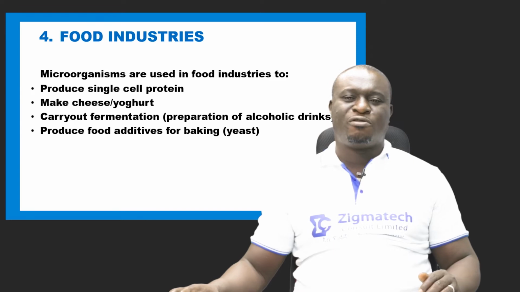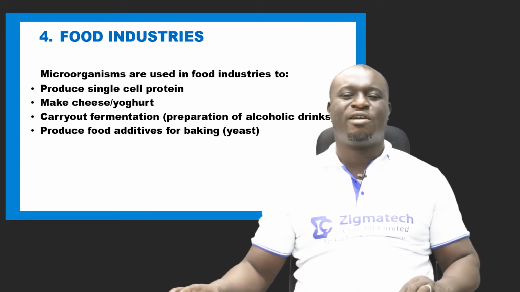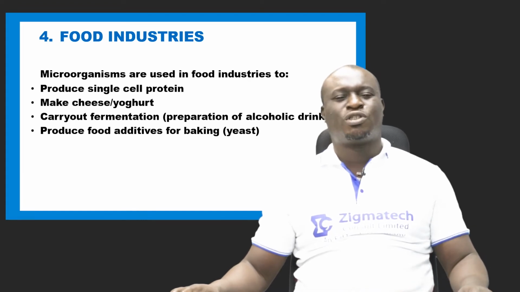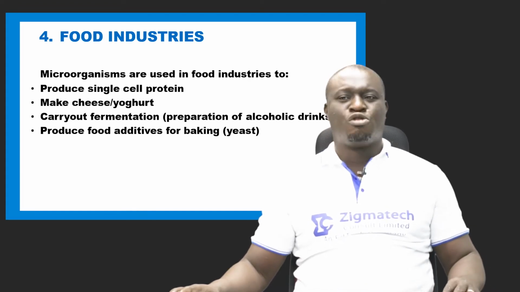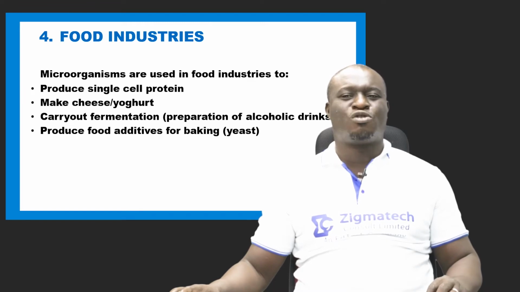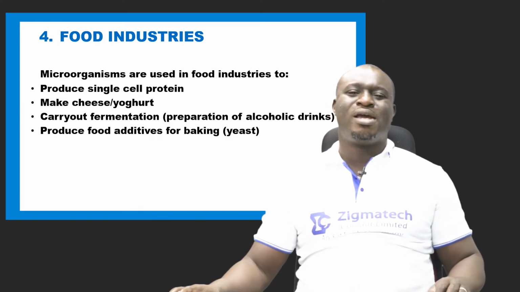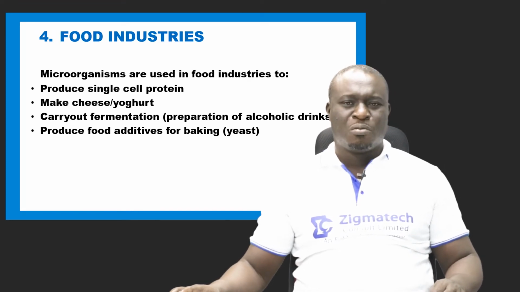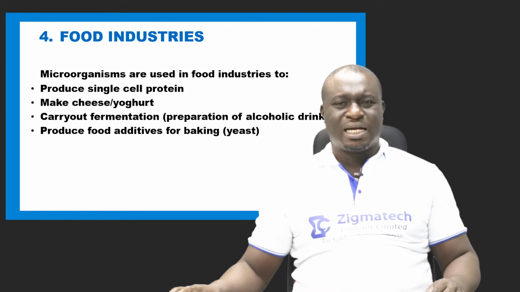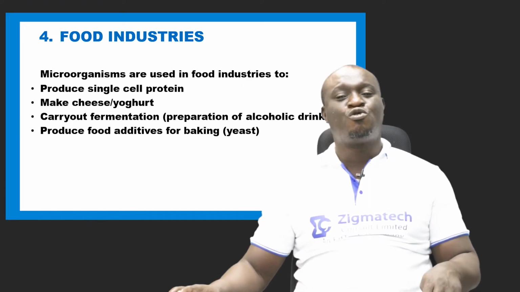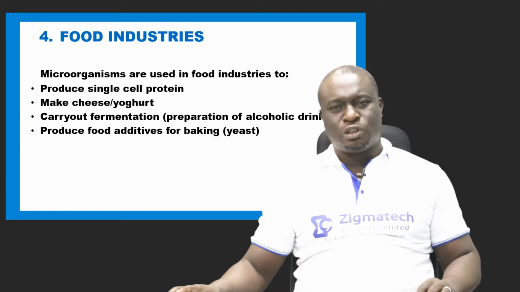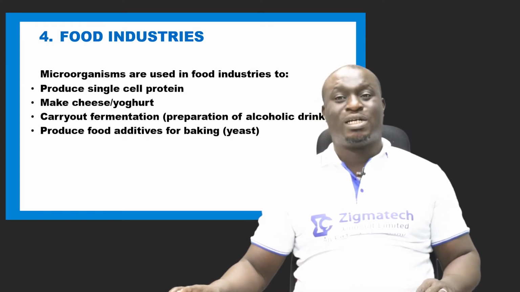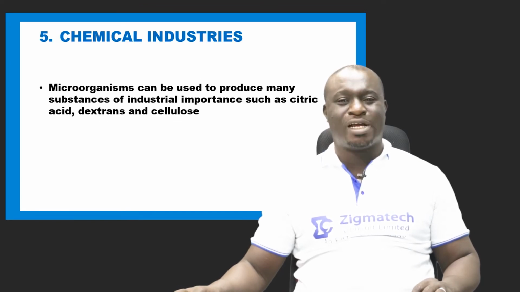Also, another beneficial effect of microorganisms is in food industries. Microorganisms are used in food industries, so many. They are used to produce what we call single-cell proteins. They can be used to make cheese and yogurt. They can be used to carry out fermentation, mostly an example is yeast. They can also be used as food additives for baking. Just like we just said, an example is the yeast. So microorganisms can be used in food industries.